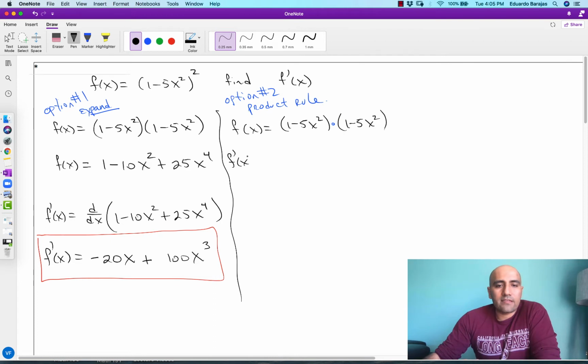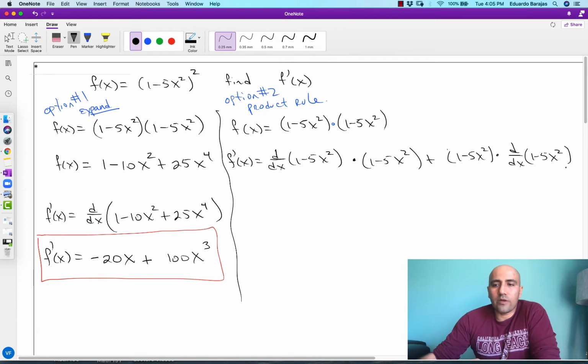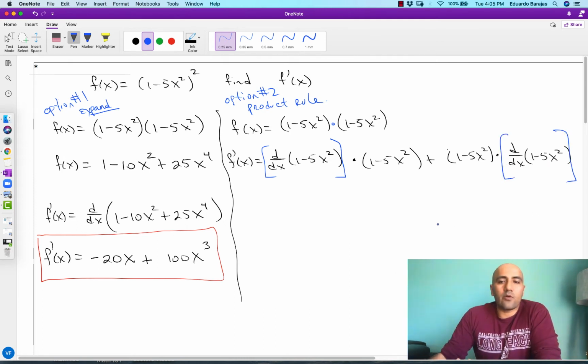f prime of x is equal to, now the product rule says to take turns. It'll be d/dx of 1 minus 5x squared times 1 minus 5x squared, plus, now it's 1 minus 5x squared times the derivative with respect to x of 1 minus 5x squared. Just to be clear here, we're going to take the derivative of the first one, leave the second one alone. Now we're going to take the derivative of the second one, leave the first one alone. So we take turns with it. It just so happens that they're both identical.